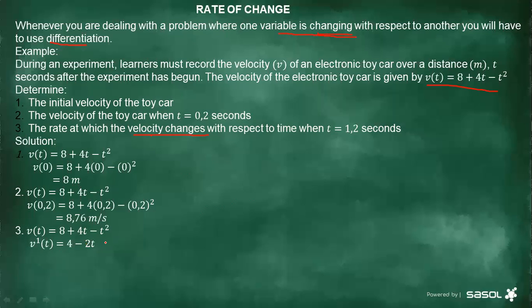Where you see t, you are going to be substituting with 1.2, and then this is what you have, and then the answer is 1.6 meters per second. So that's how you should answer questions of rate of change. Rate of change. All right.